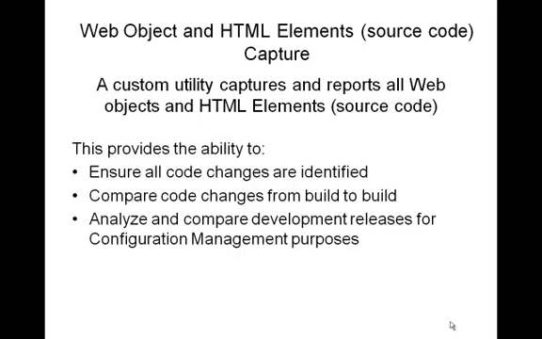We also provide a fourth method, web object and HTML elements captures. Those are fourth and fifth. A custom utility captures and reports all web objects and the HTML elements, source code. This provides the ability to ensure all code changes are identified, which can be critical, compare code changes from build to build, and analyze and compare development releases for configuration management purposes.